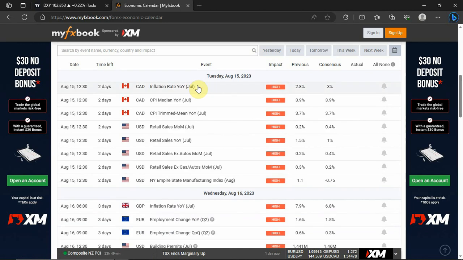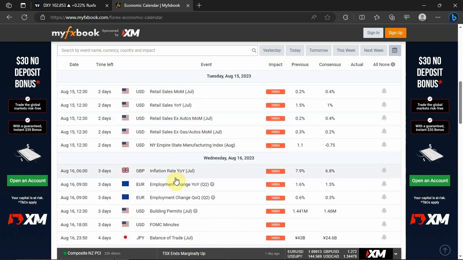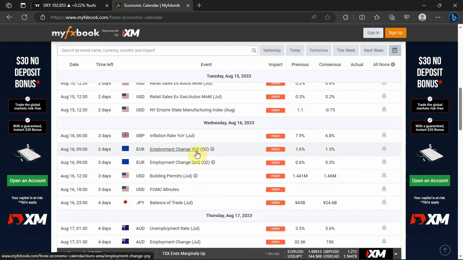On Wednesday, we have the GBP inflation rate year over year for the month of July. We have employment change year over year for the second quarter for the Eurozone. So for the whole of the Eurozone, we have to expect a high impact news as far as their employment change is concerned. This one is year over year, and this employment change is quarter over quarter. Then USD building permits for the month of July.